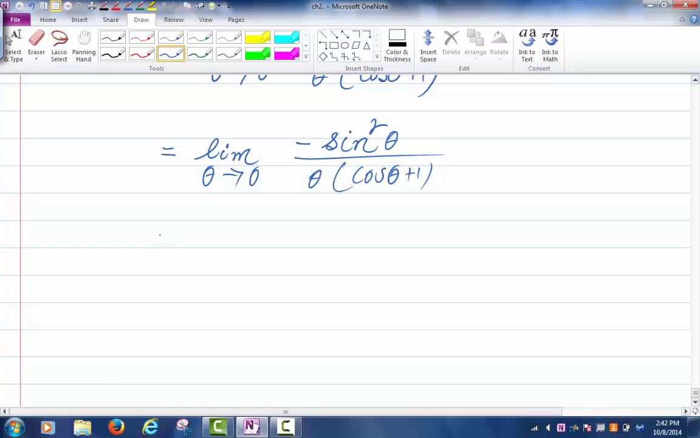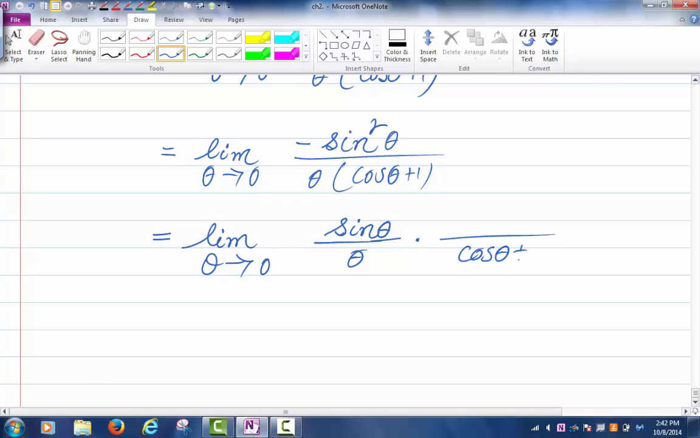Okay, what can I do now? Remember I said I'm going to use number 1. So in order to use number 1, I have to rewrite this as sine theta divided by theta. And what's left? Cosine theta plus 1 and negative sine theta, right? You guys agree with that? Now we are almost done. What's the limit of sine theta over theta as theta goes to 0? By using number 1, I know that it's got to be 1.